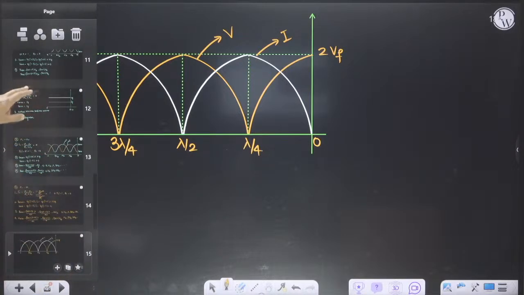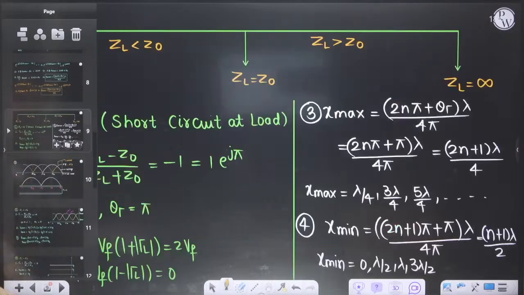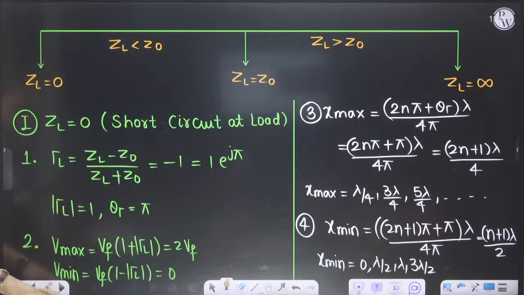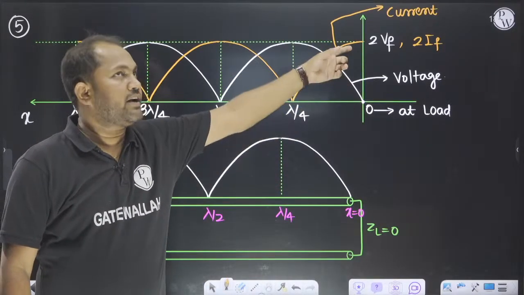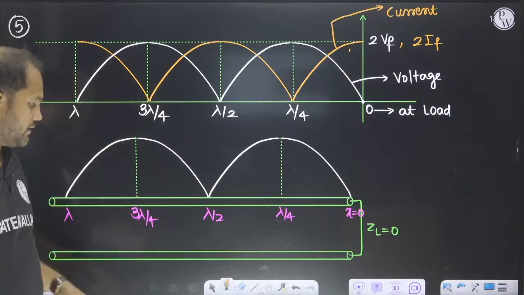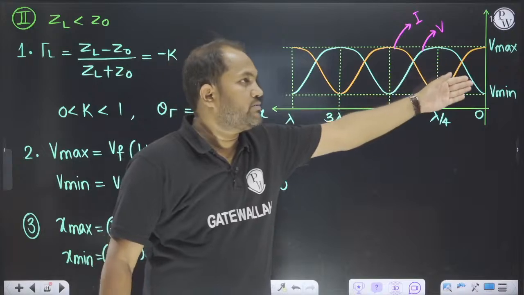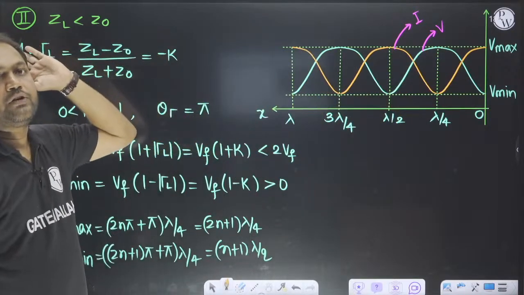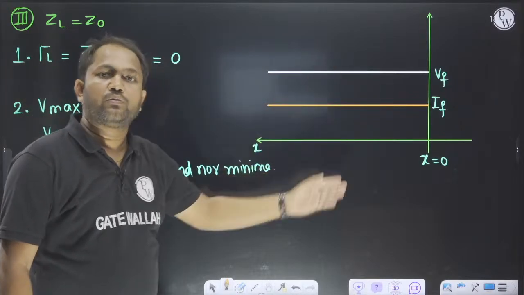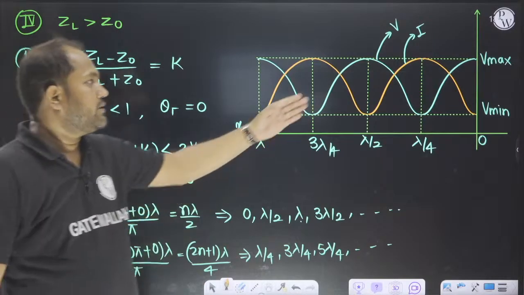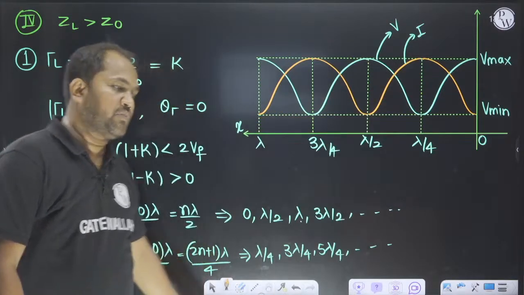So what we have done till now? First of all, we have done for ZL is equal to 0. What we have got? We have got voltage minimum, current maximum. Then after we have ZL less than Z0. So voltage minimum, current maximum. The graph will be drawn like this. Then after we have ZL is equal to Z0. There is no maximum minima. Then after we have the voltage location of maximum minima interchanged. Voltage is maximum, current is minimum at load.